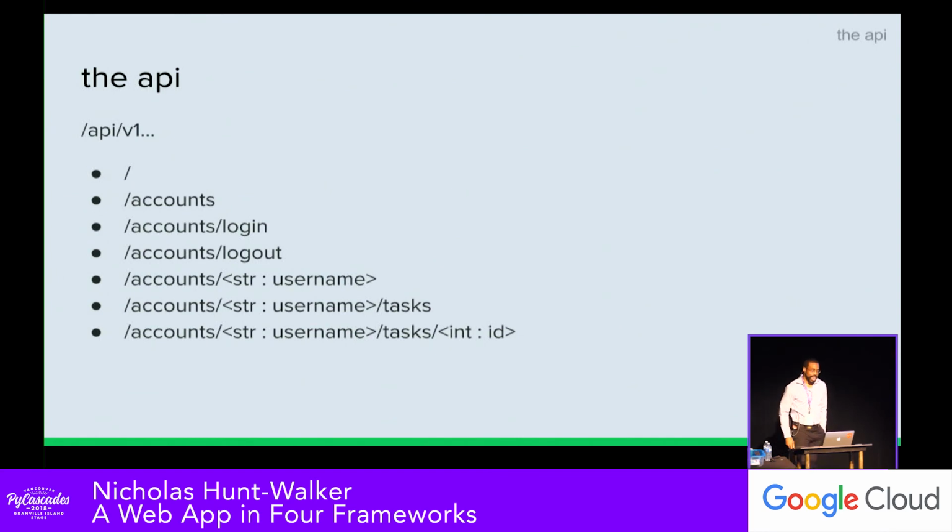And this is the API. Every framework that I implemented is using these 7 routes. Simple home route, /accounts to register a new account. You can log in and log out. You can see your own profile. You can get the tasks all at once or by ID.